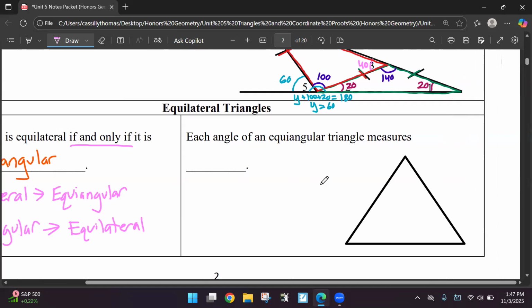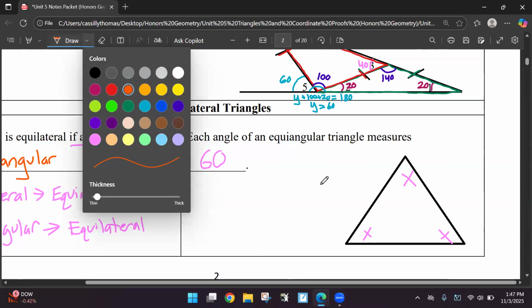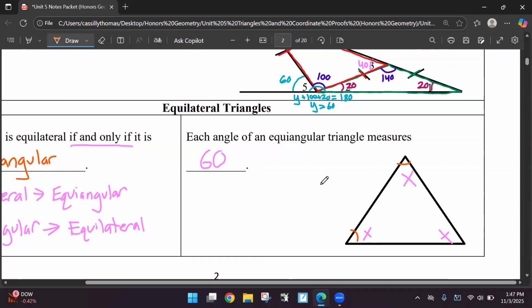Each angle in an equiangular triangle measures 60. We have proven this one multiple times. So if I want to throw an x here, and an x here, right? We know we can do that. We know that all three of these angles are congruent because that's the definition of equiangular.